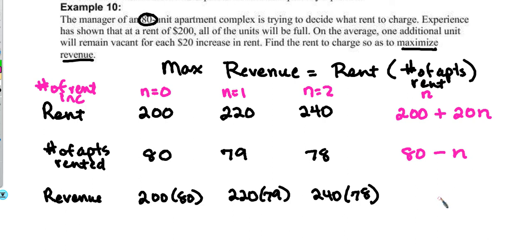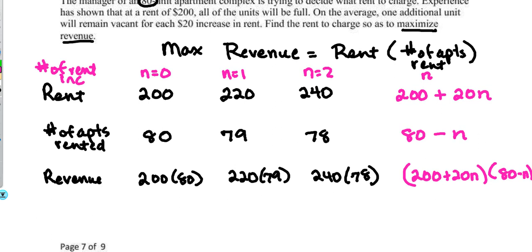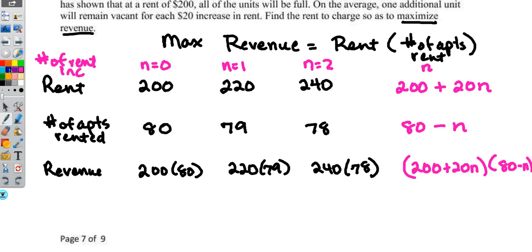And then we take a look at, well, how am I finding my revenue? My revenue is my rent times the number of apartments rented. So my revenue is going to become 200 plus 20N times 80 minus N.